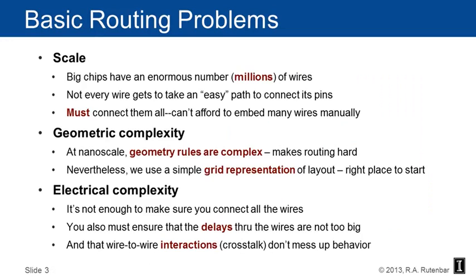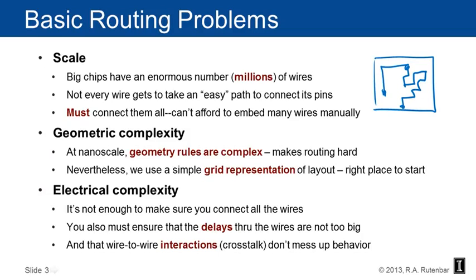So what are the basic routing problems that we have to think about? Like I said, the first is scale. Big chips have an enormous number, millions of wires, and not every wire gets to take an easy path to connect its pins. So, it would be nice if you have a wire that just sort of goes in some nice simple path, but it might have to do something kind of unpleasant to actually get connected. You must connect them all. You can't afford to embed any wires manually. It's just too difficult. And we have a lot of geometric complexity now too.